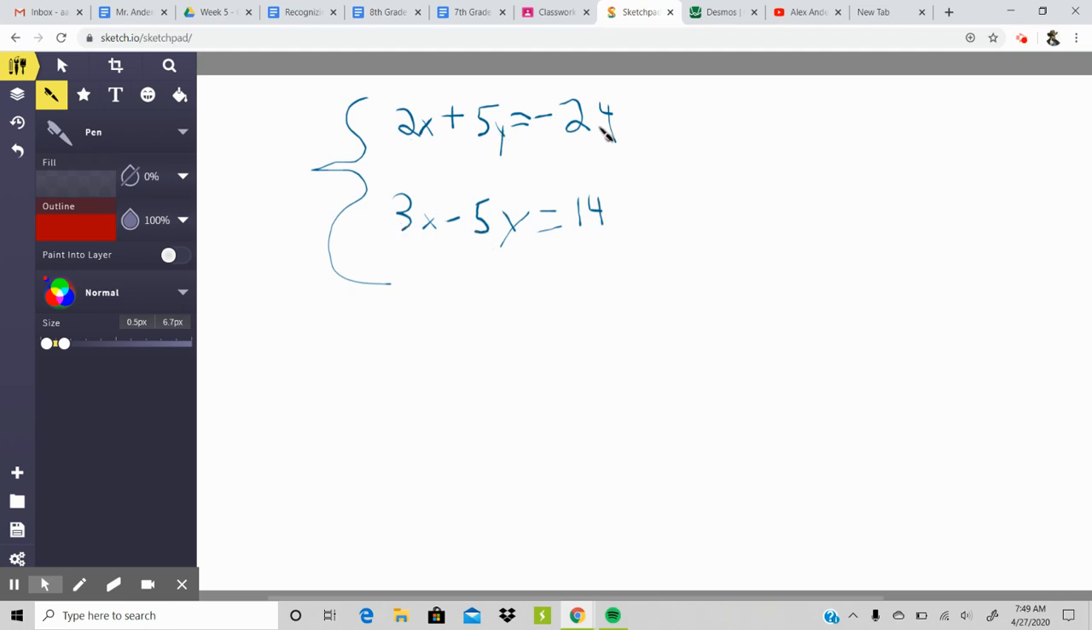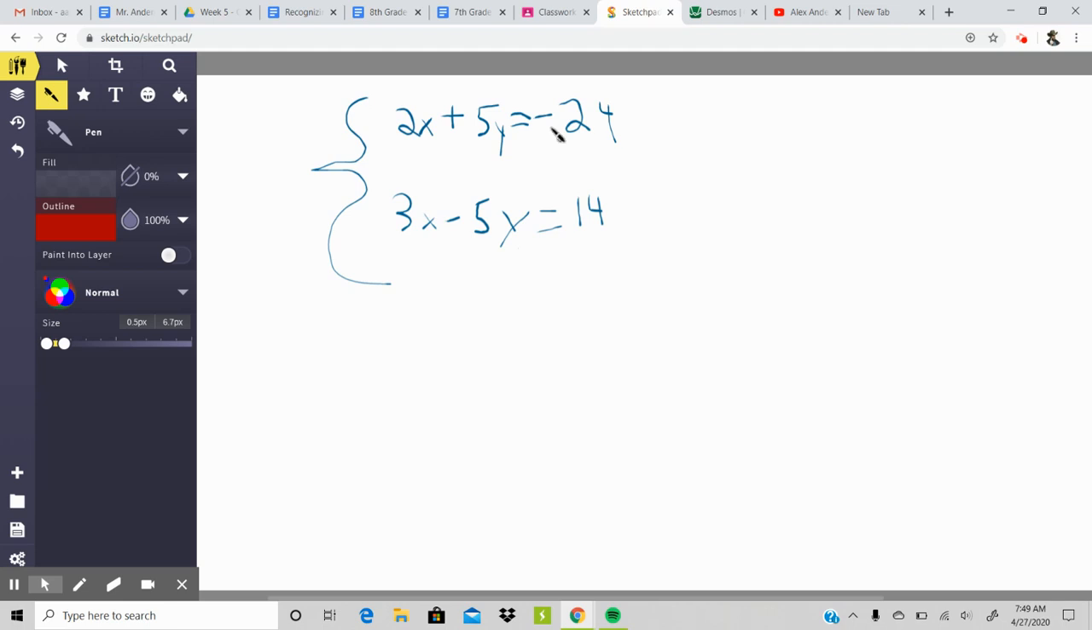And if we did solve, let's just say for x, on this one I'd have to subtract 5y over and then divide everything by 2, and 2 doesn't divide into 5 evenly, so that wouldn't be so nice. Same thing over here. If it's all for x, I'd have to add 5y over and divide everything by 3. 14 divided by 3 and 5 divided by 3 are not nice, and so on and so forth. So we're going to use the strategy called elimination.